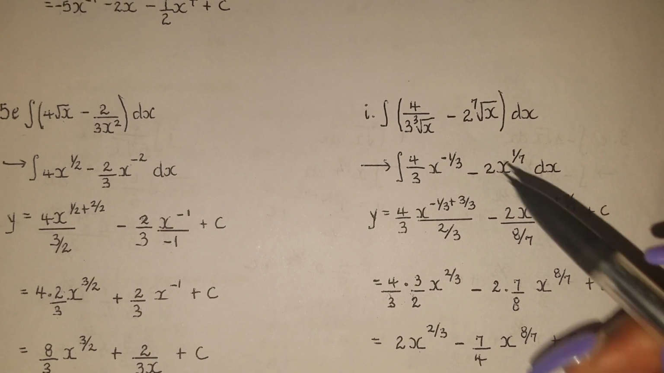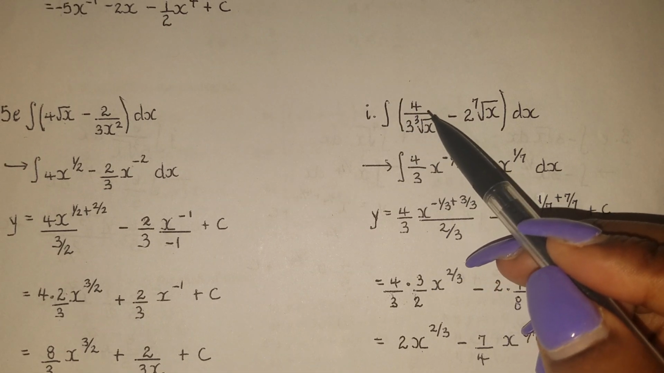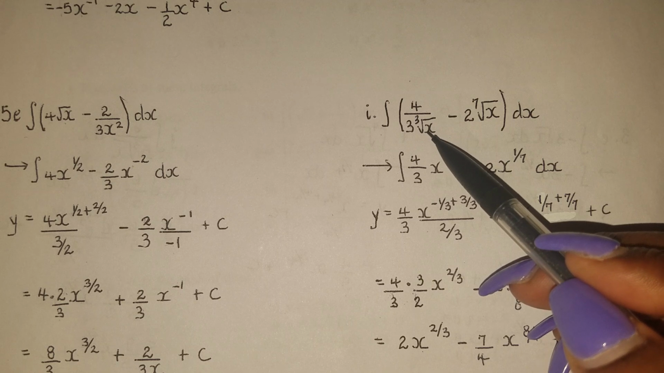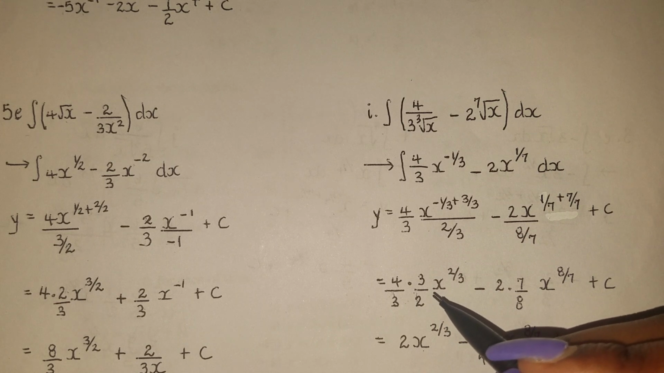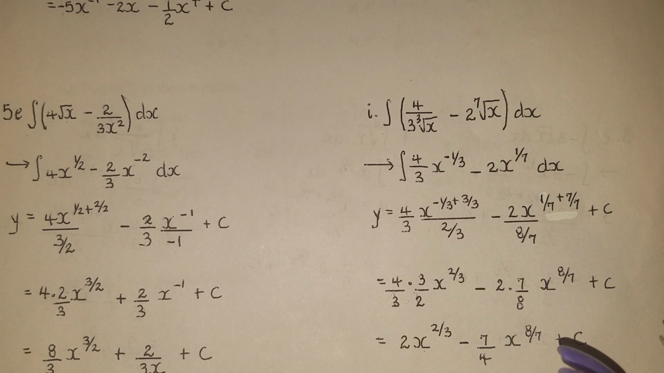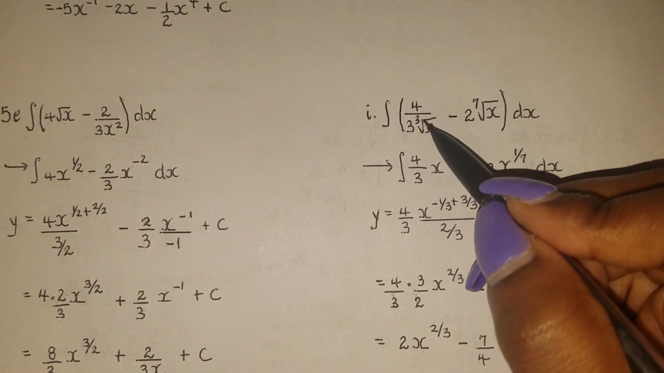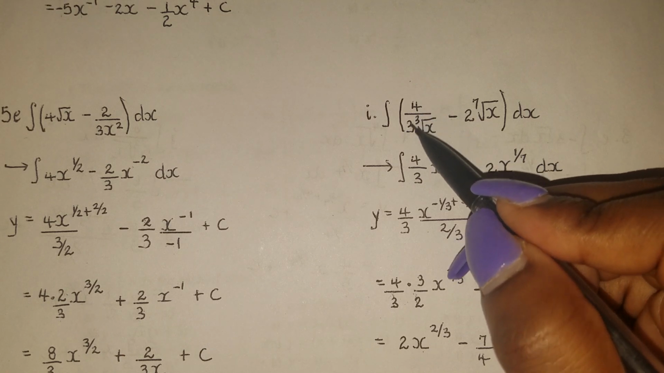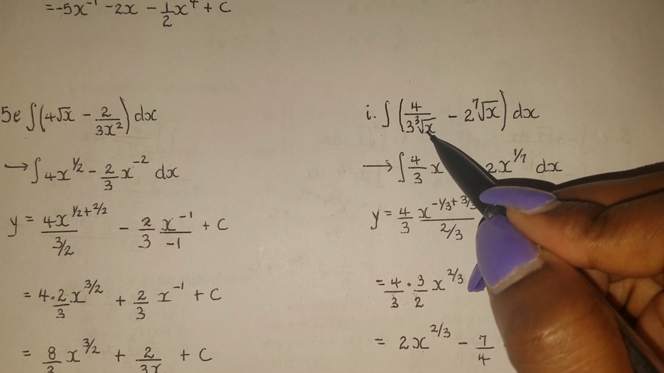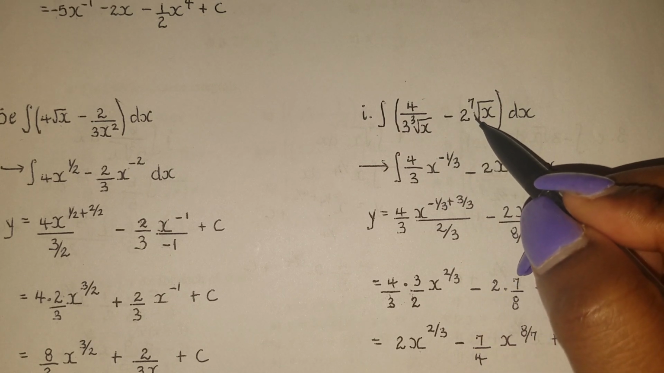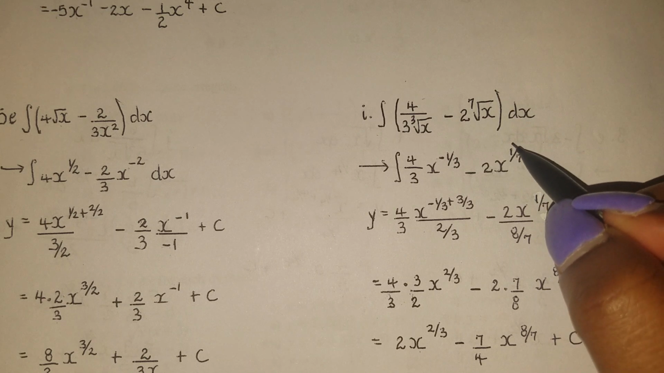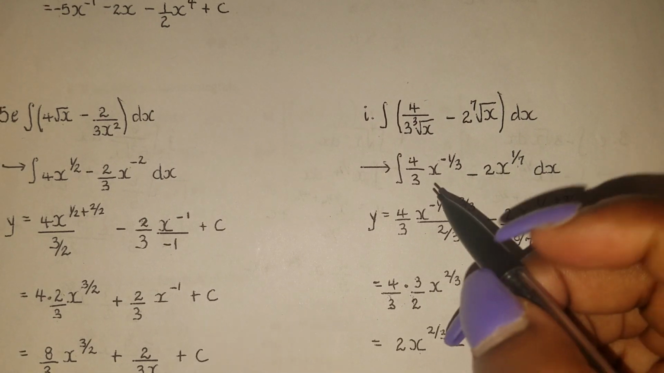In question I, the integral of 4 over 3 times the cube root of x minus 2 times the 7th root of x. First, we are rewriting our function because we need the power. We need it as a numerator. So now, once again, we are only going to take up the variable. So this cube root of x is the same as x raised to 1 over 3, and it will be brought up as x raised to a negative 1 over 3. This 7th root of x is the same as x raised to 1 over 7. So now we can integrate.